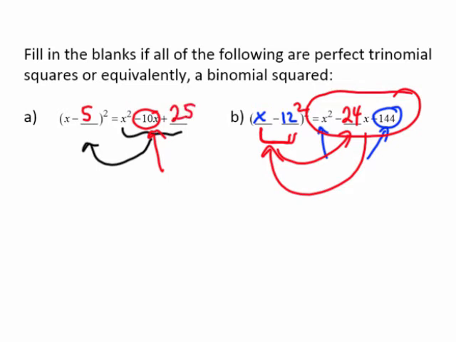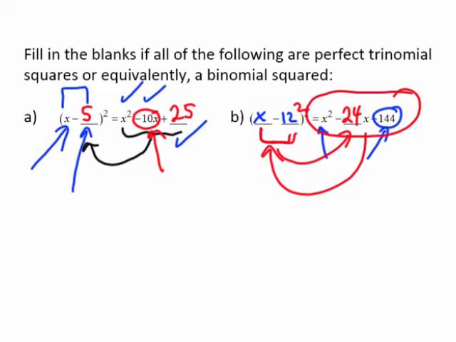Alright, so I'm looking at this pattern back and forth in terms of trying to get what I need. If I square this, I get x squared. If I multiply and double, I get negative 10. And if I square the last term, I get 25.